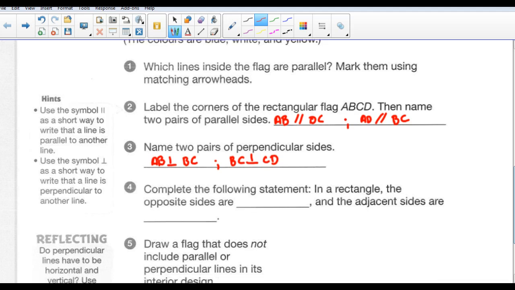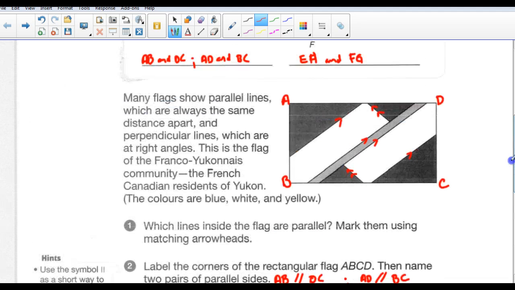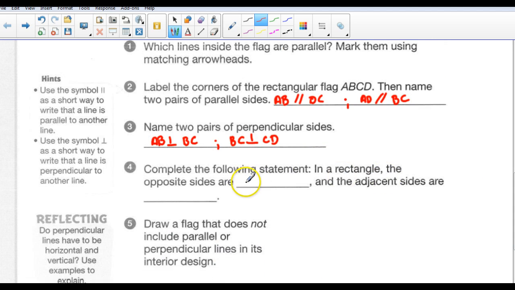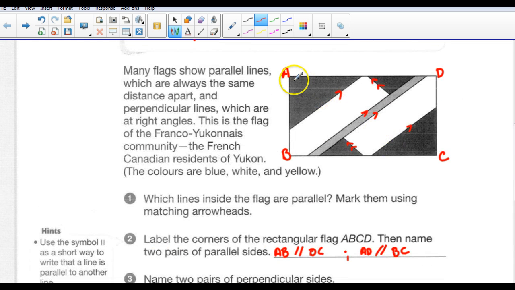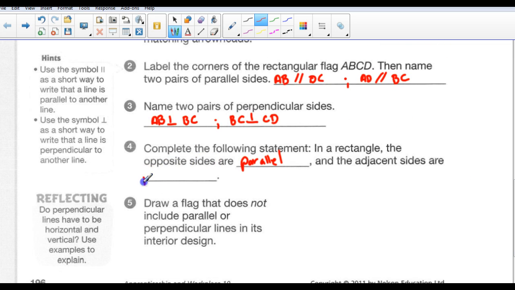Complete the following statement. In a rectangle, the opposite sides are, okay, so let's go back to our drawing. Opposite sides, AB is opposite DC. What are they? They are parallel to one another. Opposite sides are parallel. And the adjacent sides, in other words, they're beside each other. This is adjacent to that, and they form a 90-degree right angle, so that means that they are perpendicular to one another.